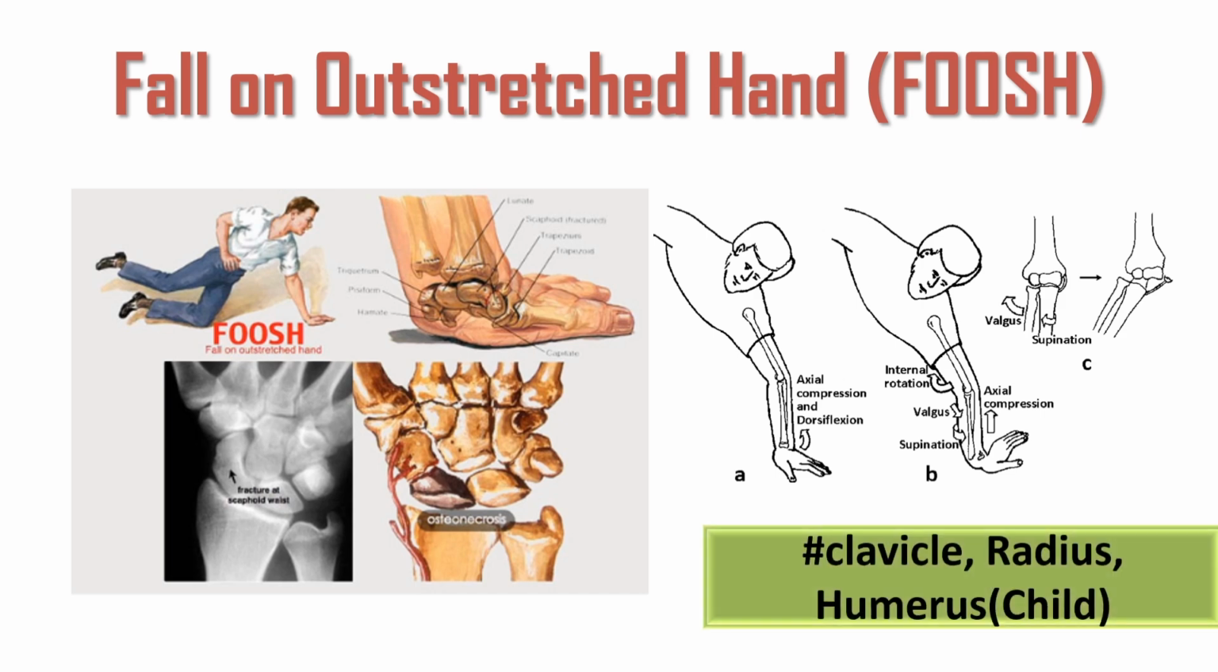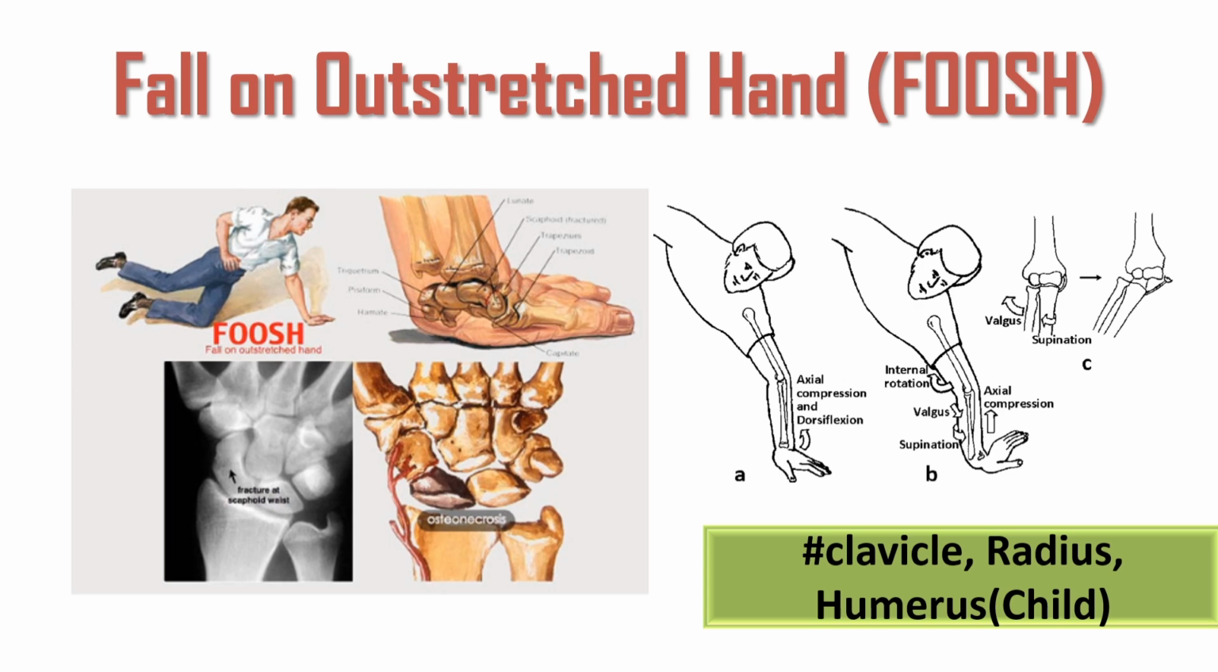Other than that, if a pressure is given to the hand or the wrist, then the fracture will occur in radius, especially in distal radius. So the most common fracture which occurs in fall on outstretched hand is distal radius fracture. But in case of children, supracondylar fracture of humerus occurs.